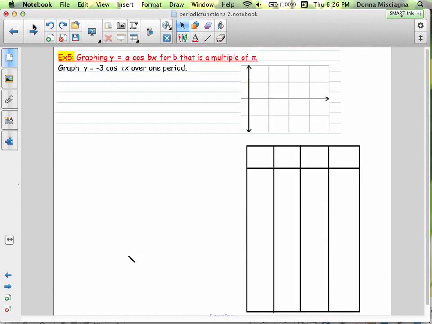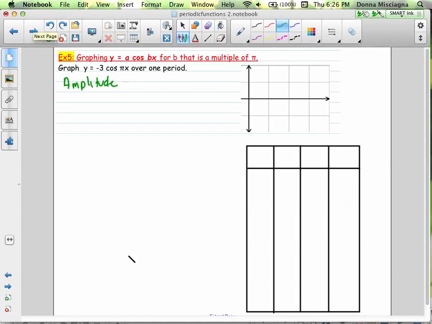Let's graph this one. So we have y equals -3, and of course, my graph only goes up to 2 here. Y equals -3 cosine pi x. And I'm going to graph 1 period. All right. So amplitude. I must have just really wanted to graph a lot of reflections. Amplitude is 3, right? It's the absolute value of the coefficient in front of cosine. We are also reflected over the x-axis.